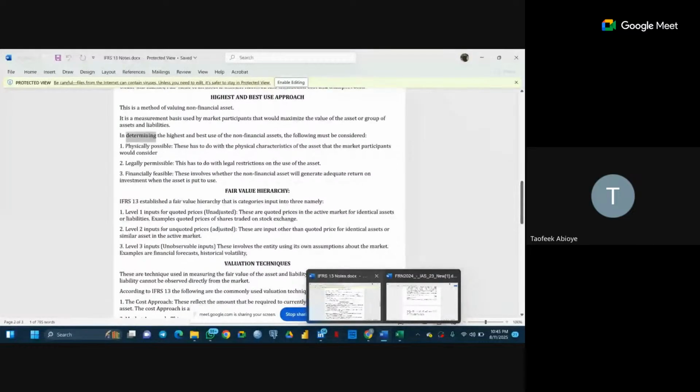The level 3 input talks about unobservable input. This involves the entity using its own assumption about the market.